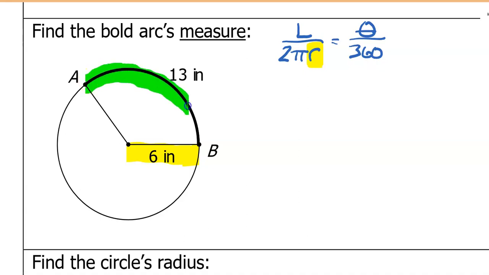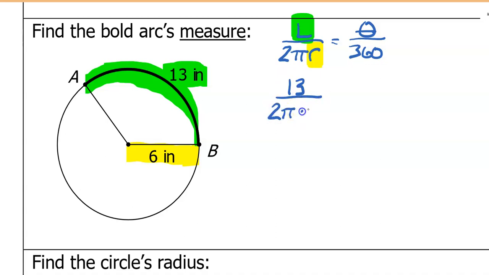Here, I'm still given something about this arc, but it's not in degrees. This is in inches. If it's in degrees, that's when it can go in for theta. This is not in degrees. Don't put it in for theta. This is a length. It's measured in inches. So we just plug some stuff in. 13 over 2 pi times 6 equals theta over 360.